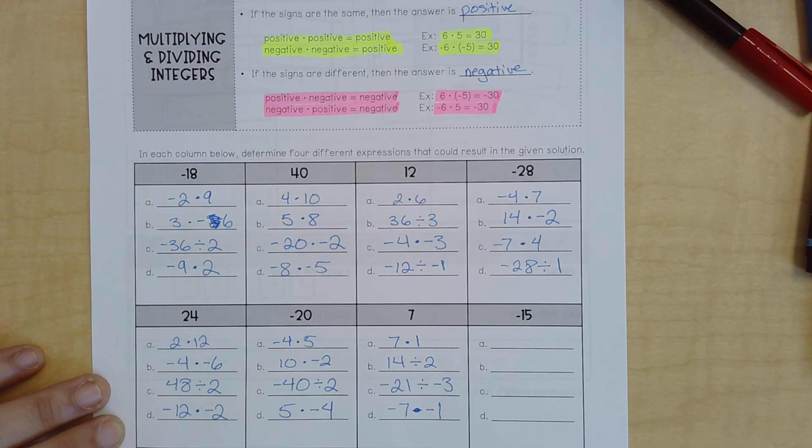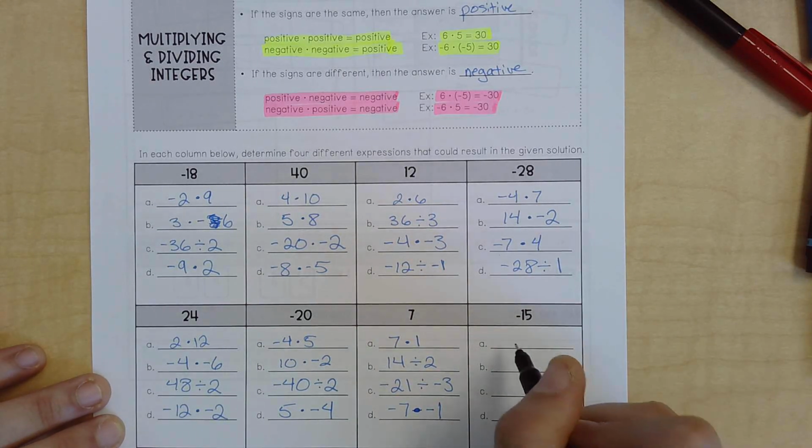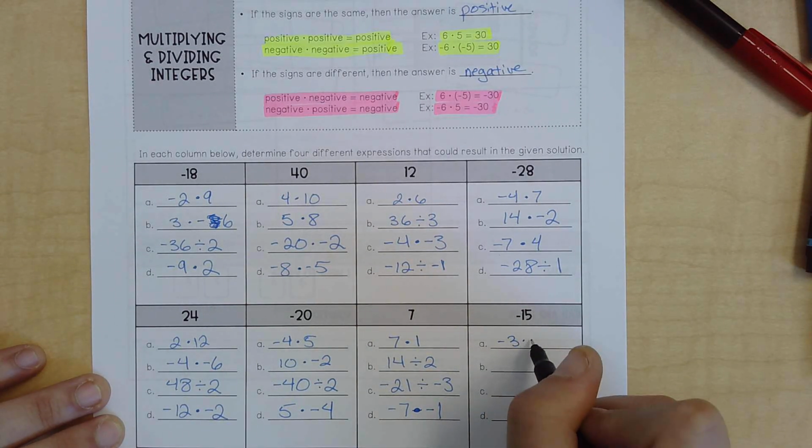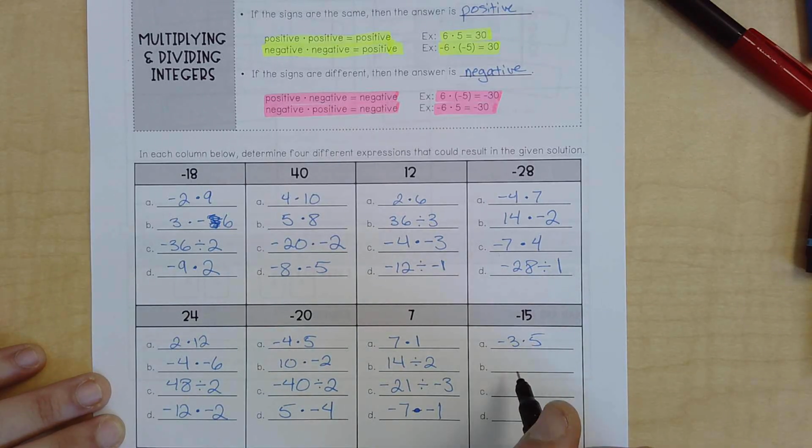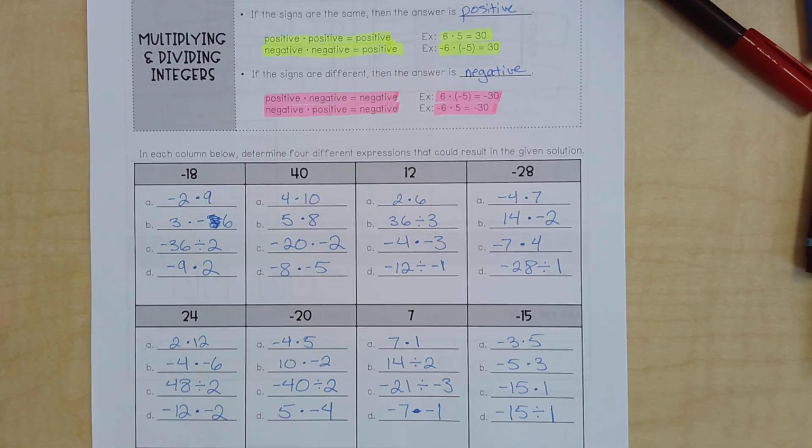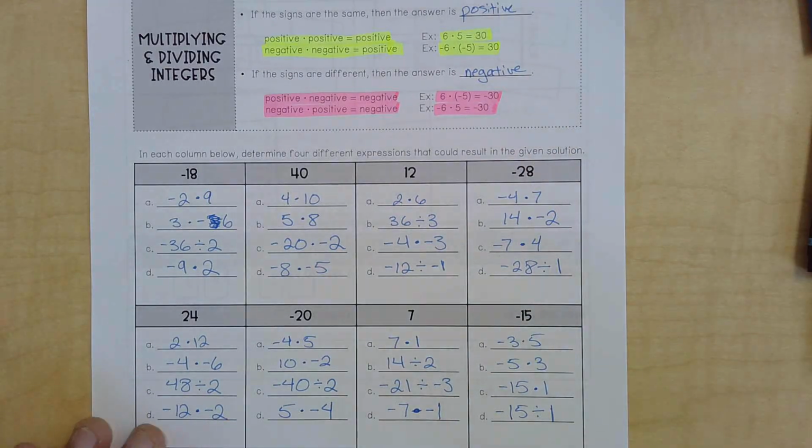For the next one, negative 15. We'll start with negative 3 times 5. We'll switch it and go with negative 5 times 3. Then we can do negative 15 times 1, and negative 15 divided by 1. Awesome. Let's go ahead and go to some more examples.